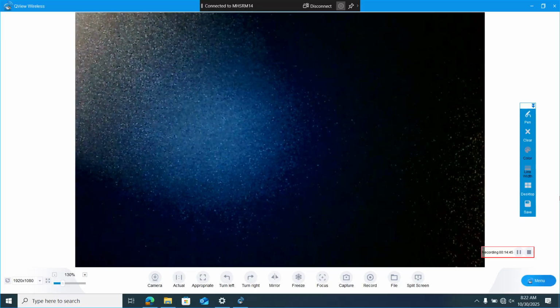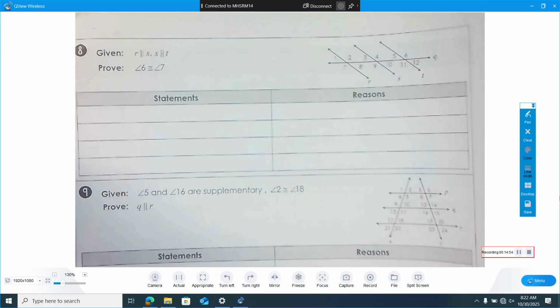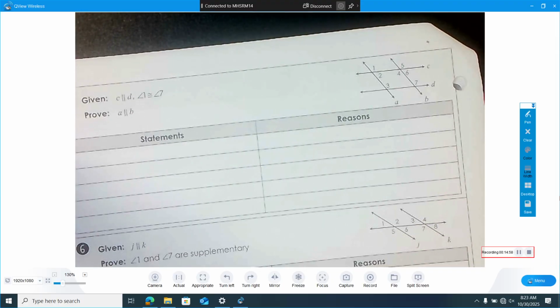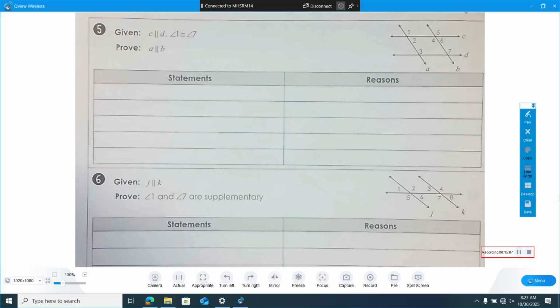What is that? Look at number 9. What is that? Not too bad, actually. It's probably easier than number 6, I'm sure. All right.